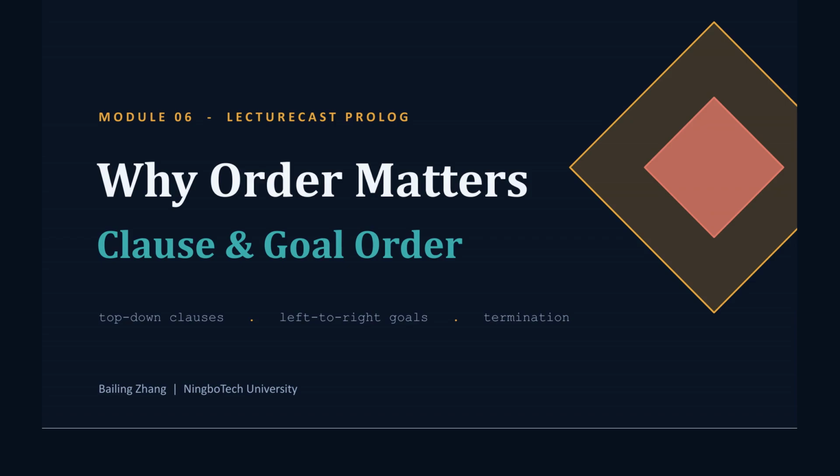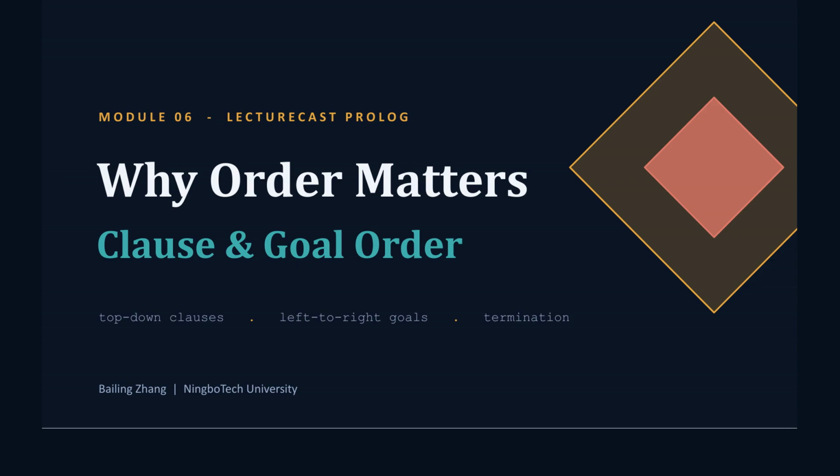Welcome back to LectureCast-Prolog. So far we have treated Prolog as a declarative language. You describe what is true, and the engine finds the answers. That is mostly true. But the engine reads your program in a definite order, top to bottom, and left to right, and that order has consequences. In this module we will see how the very same clauses, simply reordered, can change which answer comes first, how fast you get it, and even whether the program stops at all.